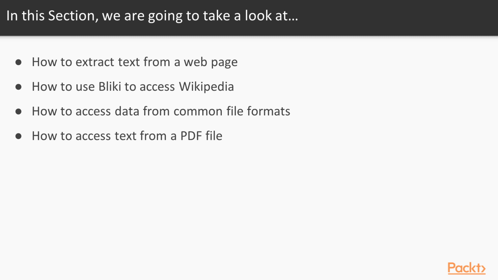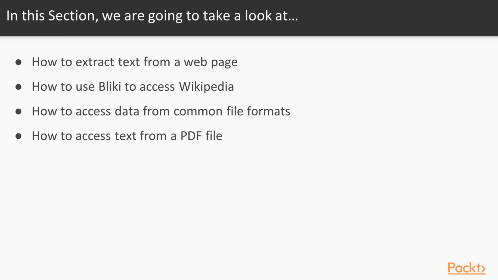While there are a number of different sources of text, in this section we will learn how to extract text from a web page. This is a very important source of data since the World Wide Web is so prevalent and so readily available. We'll also learn how to use Bliki to access Wikipedia type documents. Bliki is an API that provides access using Java.